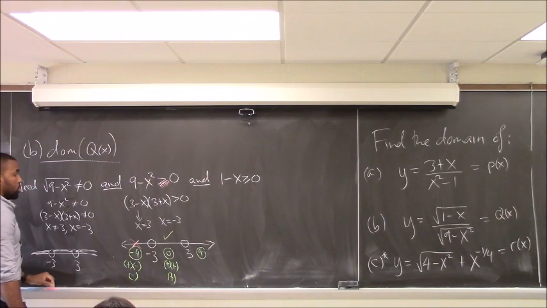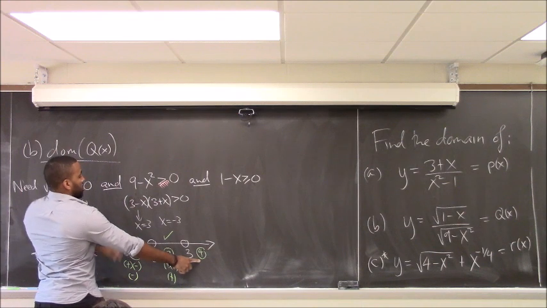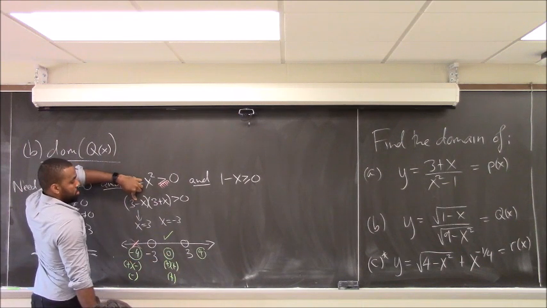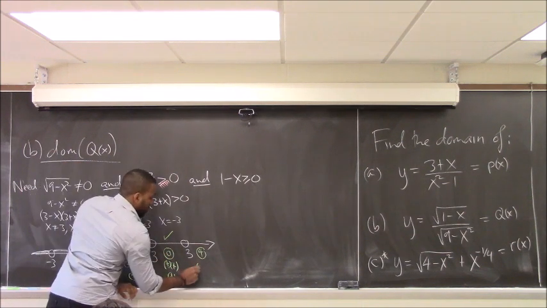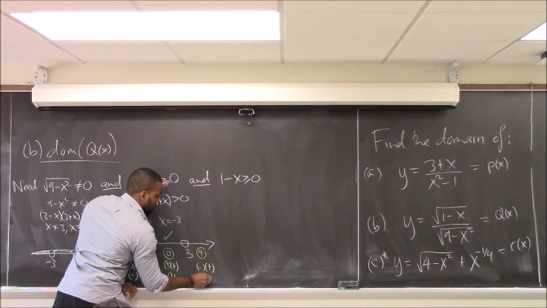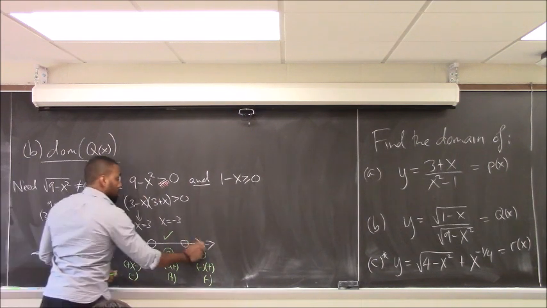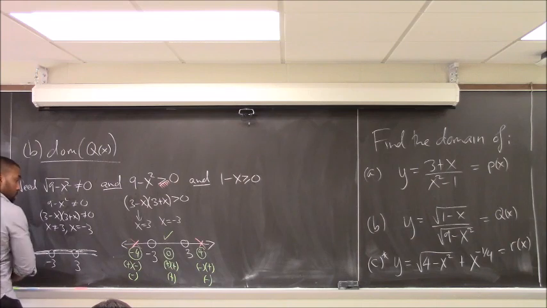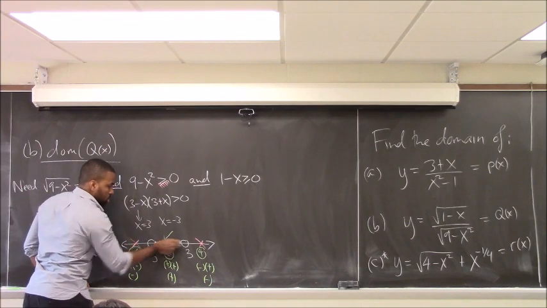And if I plug in a 4, this is going to be negative, that is going to be positive, so I have a negative times a positive, which overall is negative, which means that this does not work. So for this region, here is where the answer is supposed to be.